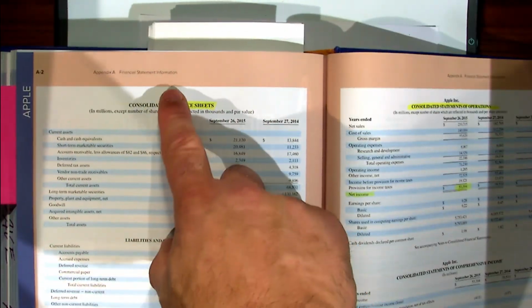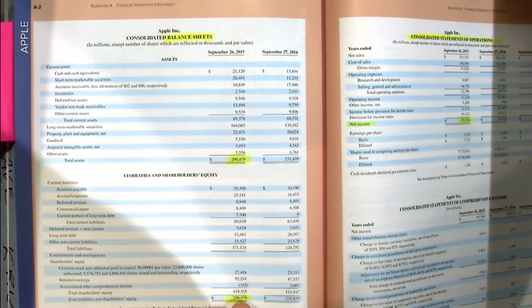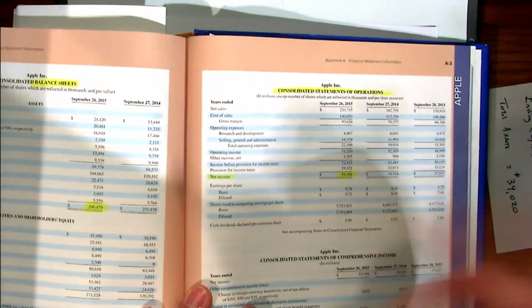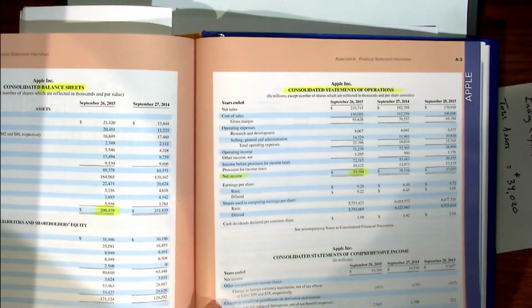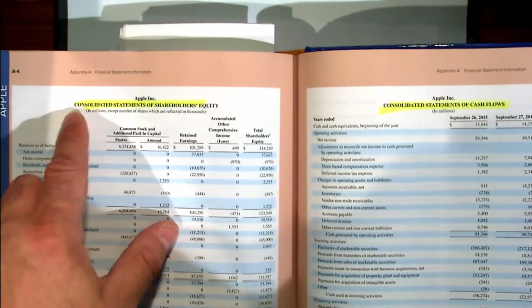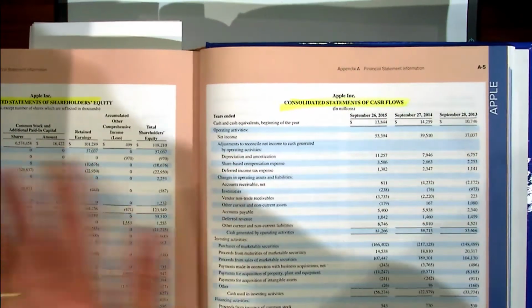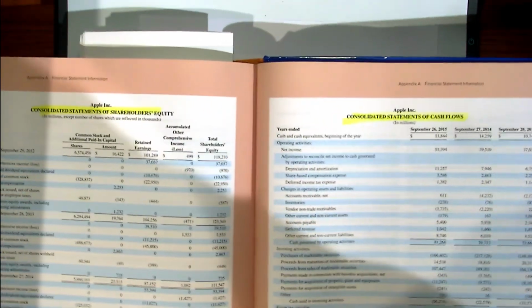And you can see Apple's balance sheet, and you can see their total assets. You can see their total liabilities and stockholder equity. Okay? You can see their income statement. They use the term statement of operations. That's another term for the income statement. You can see their net income. You can see the statement of equity. You can see the statement of cash flows. These are real life things. These are not made up numbers for Apple. Okay? You might want to take a look at these.